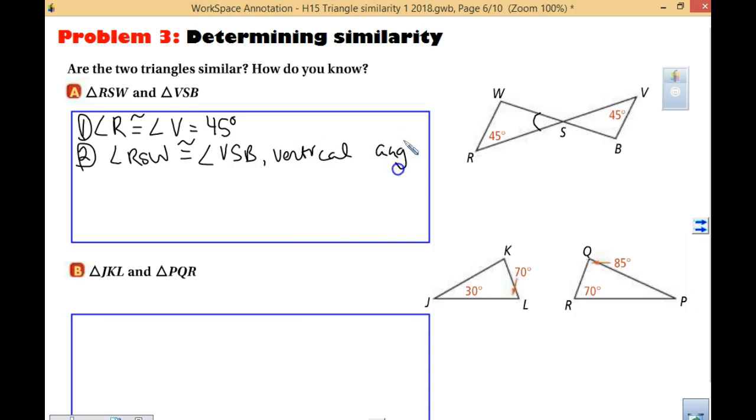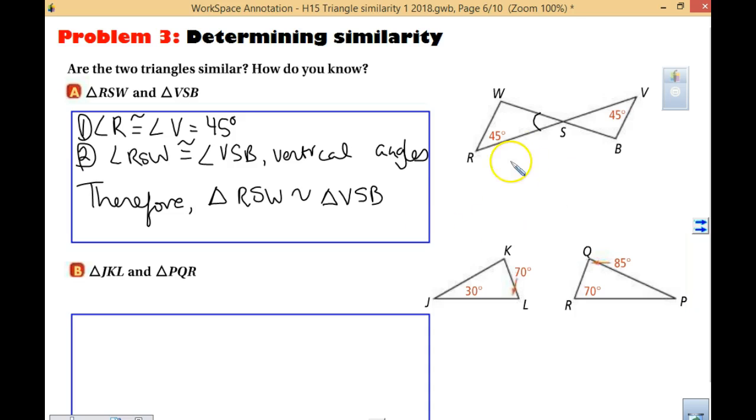And now we have our two facts. The third thing that we said we were going to do after we have our two facts is write, therefore, and this is how all of yours will look. If you get used to doing it, you'll do it on the test. Therefore, triangle, we're going to start with the angle at 45, so R, S, W is similar, that's our symbol for similar, to triangle V, S, B. We have to start at the 45 and then go to S.